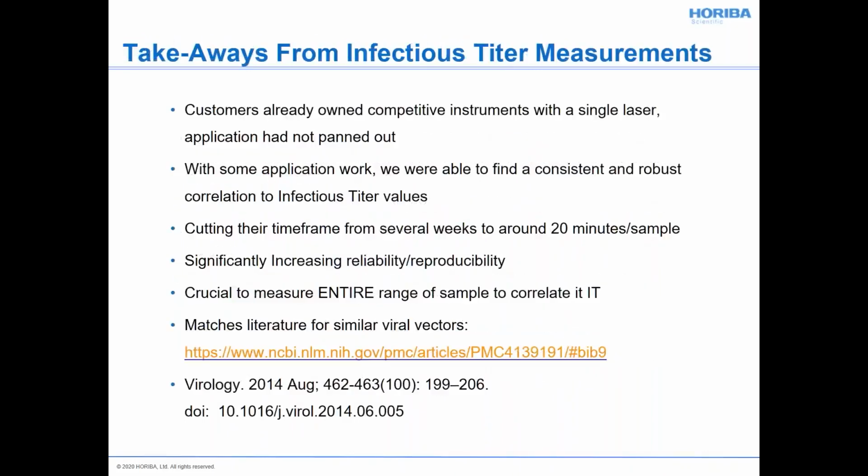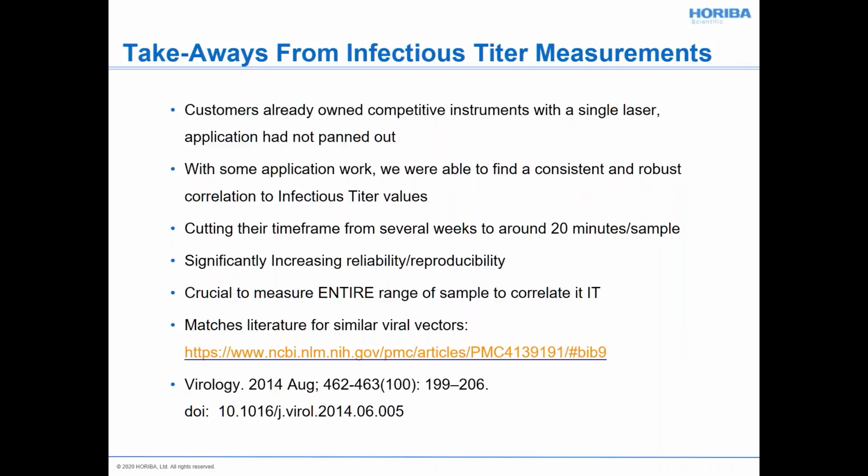So some takeaways: they did have a single laser system, and the application didn't work for that. With the multi-laser system, they were able to find a consistent and robust correlation. It cut their time frame for figuring out what was happening in their system from several weeks to around 20 minutes per sample. And just having that data so quickly helps you understand your manufacturing, lets you get much tighter reliability and reproducibility. It was crucial to measure the entire range of particles in a sample and correlate it to infectious titer. And you can look in literature to see similar work with viral vectors.